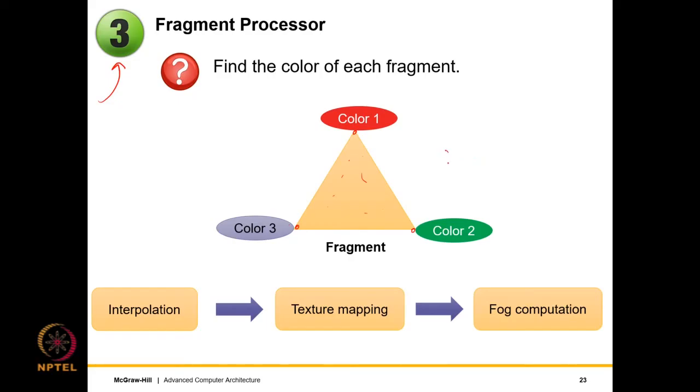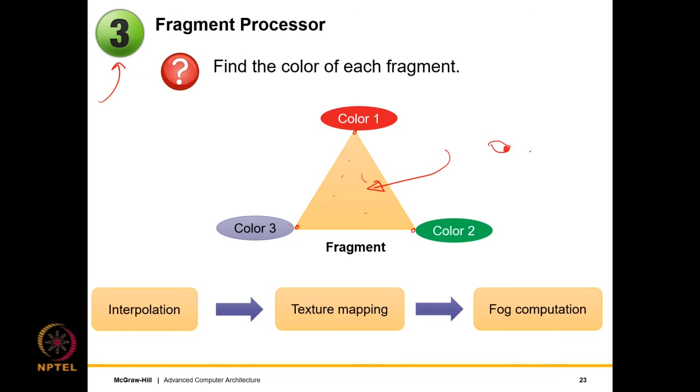Then we add a texture over here, right? So we also superimpose a texture over here. For example, if this is wood, we'll superimpose wood. If it is brick, we'll put in brick. And finally, fog computation, which is something similar to what I had said before, that objects that are close by to the eye look slightly differently.